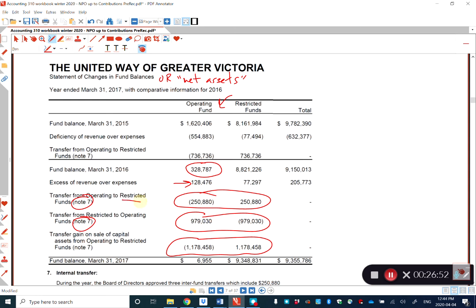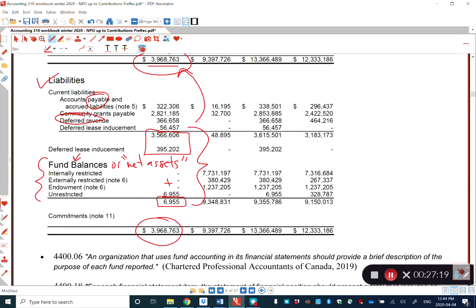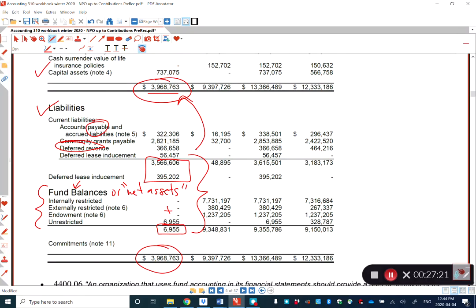So we have restricted funds and we have operating funds. Again, I'll talk about what those fund balances mean. There's the operating fund, there's the restricted funds, and you can see that these balances transfer back and forth. We have our closing fund balance down here of 6955. So that's just a reconciliation from the beginning of the year to the end of the year. It's similar to what you'd have for a statement of shareholders' equity or even a statement of retained earnings. Now, you take that 6955 and scroll back up to your statement of financial position.